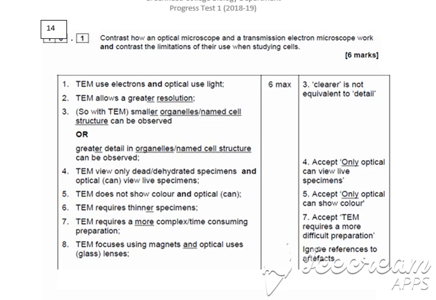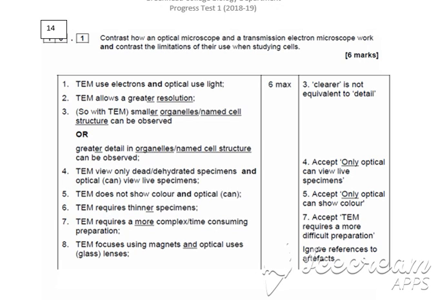Then we can talk about the limitations as it asks us to do in the question. So with a transmission electron microscope we can only view dead or dehydrated specimens, whereas with an optical microscope we can see live specimens. The transmission electron microscope doesn't show any colour, it can only show black and white, whereas the optical microscope can. The transmission electron microscope requires a thinner specimen.